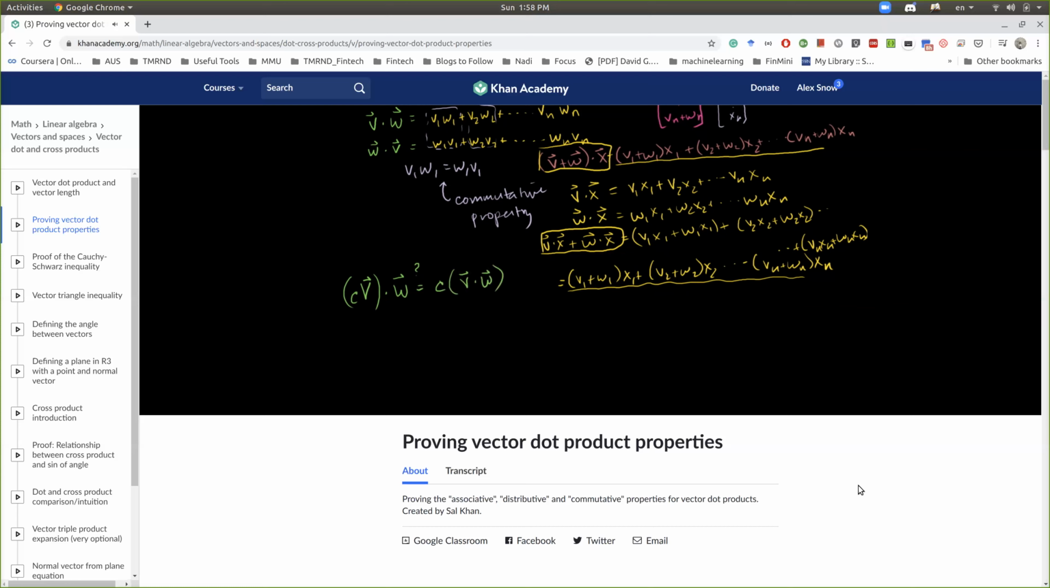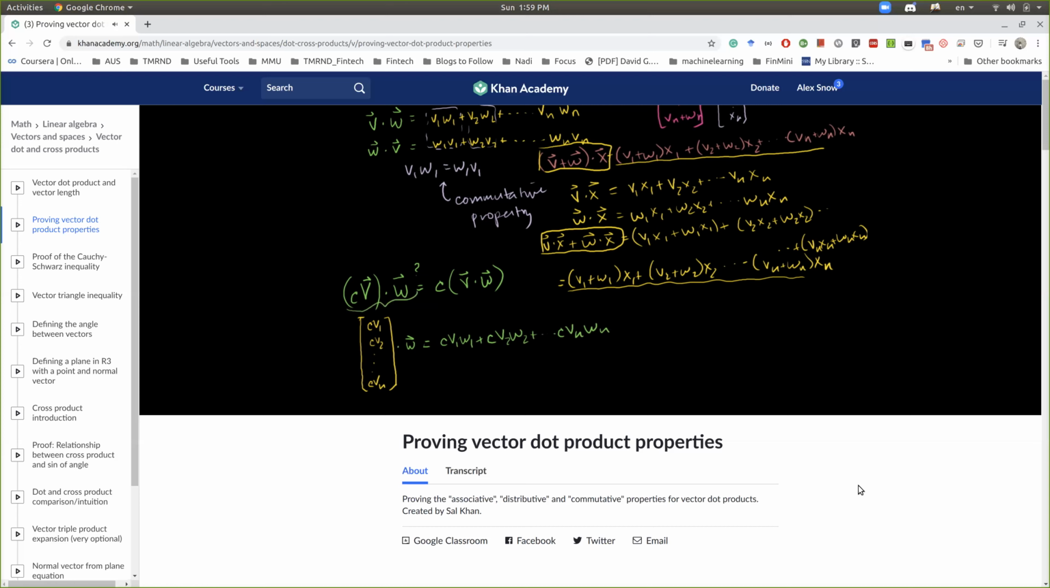What's c times the vector v? C times the vector v is c times v1, c times v2, all the way down to c times vn. And then the vector w, we already know what that is, so dot w is equal to what? It's equal to this times the first term of w, so c v1 w1, plus this times the second term of w, c v2 w2, all the way to c vn wn. Fair enough. That's what this side is equal to.